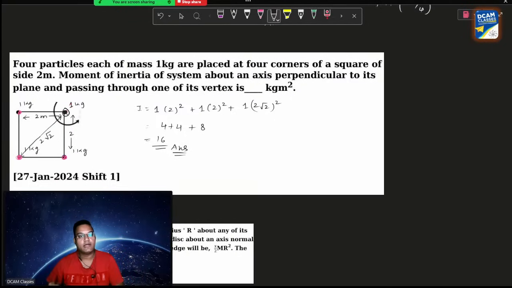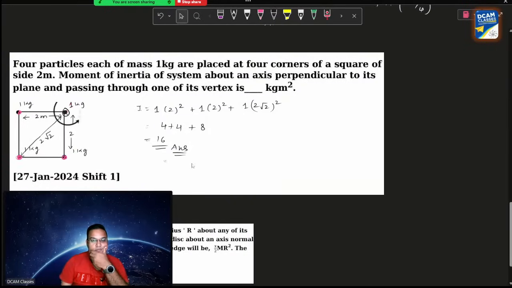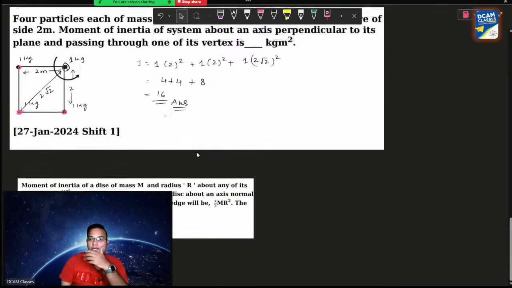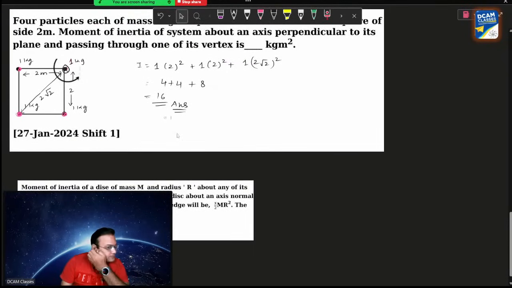You need not apply the parallel axis theorem here because they were point masses, na? No need at all. Understood? Yes, sir. It was easy, the parallel axis theorem was not needed at all. Everyone okay?